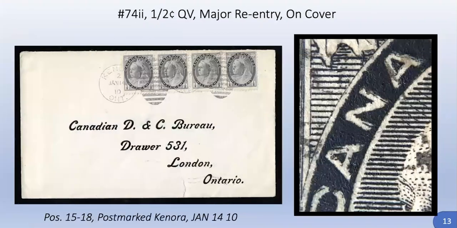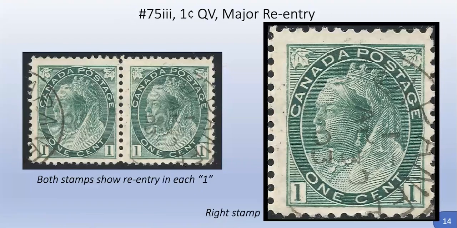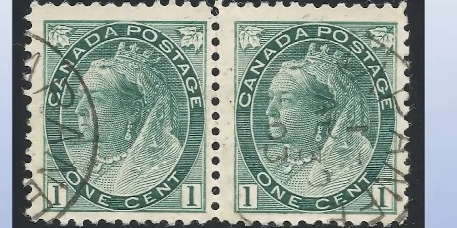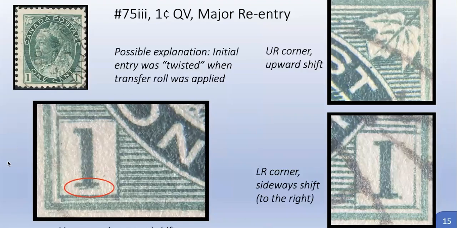Here's an example of that same re-entry on cover. We see exactly the same marks in the A and in the N and the top of the N. But here's another example. Here we're going to look at number 75 III, where the III in the catalog shows it as having re-entries in the ones. Well, this is a very bizarre, unusual pair, because each of the four ones show a re-entry. We're going to look at the right-hand stamp, and we're going to start in the bottom left.